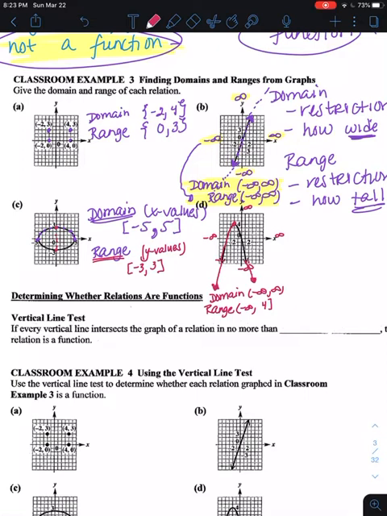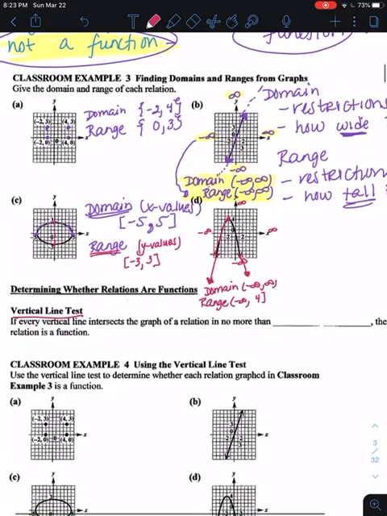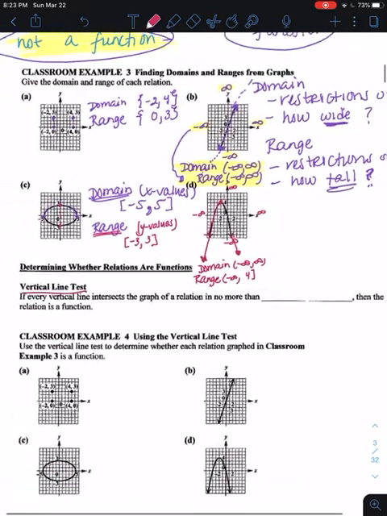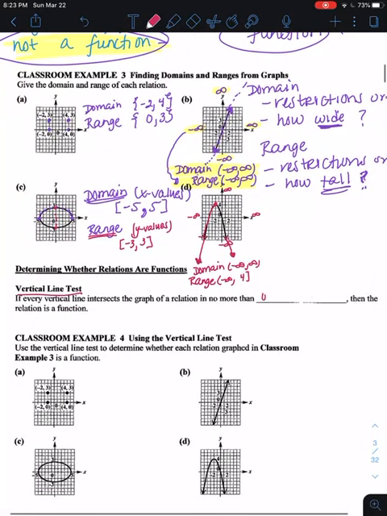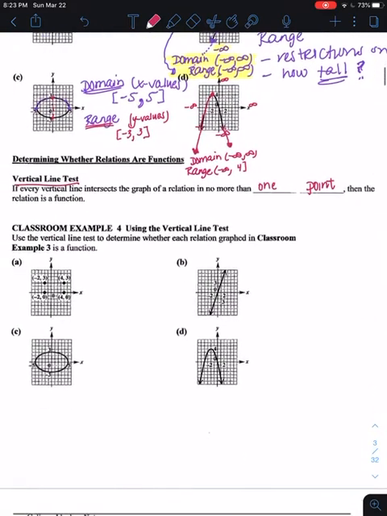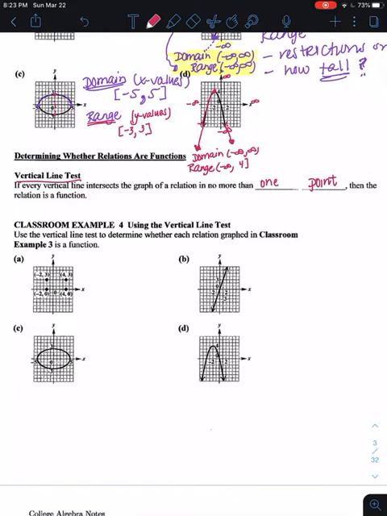All right, so determine whether relations are functions. To determine if a relation is a function, we use something called the vertical line test. Let me go back up here, because they actually use the same examples from above. It says, if every vertical line intersects the graph of a relation in no more than one point, then the relation is a function. So letter A would be the perfect example to use to determine whether or not something is a function.